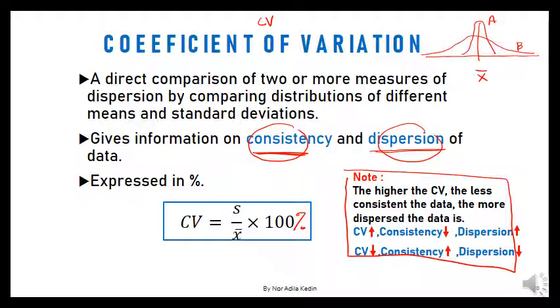Okay, and here ada a very important note. The higher the CV, the less consistent the data, the more dispersed the data is. Lagi besar nilai CV, bermaksud distribution tersebut kurang konsisten. Bila dia kurang konsisten, dia more dispersed. Okay, more dispersed, tinggi CV dia. Less dispersed, kurang CV dia. Alright, so kita tengok.